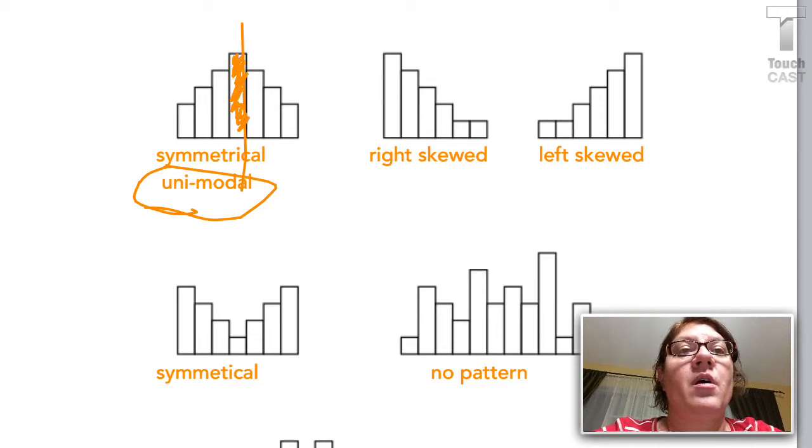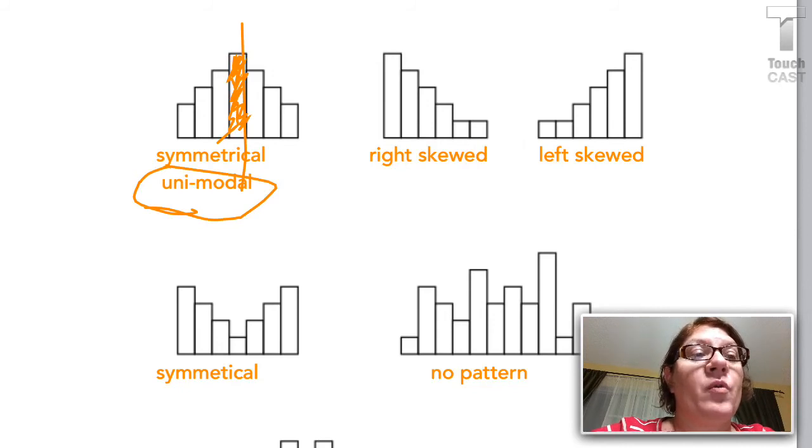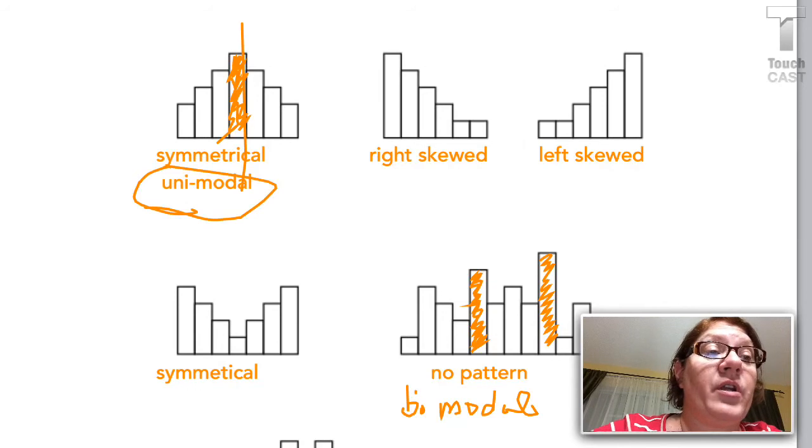So sometimes we can call things unimodal, sometimes they might be bimodal. For example, when I'm looking down here at this no pattern one, there's a couple of really strong values that stick out in this graph, and so we might refer to this one as bimodal. It looks like there's two modes, although they don't necessarily have to be exactly the same.